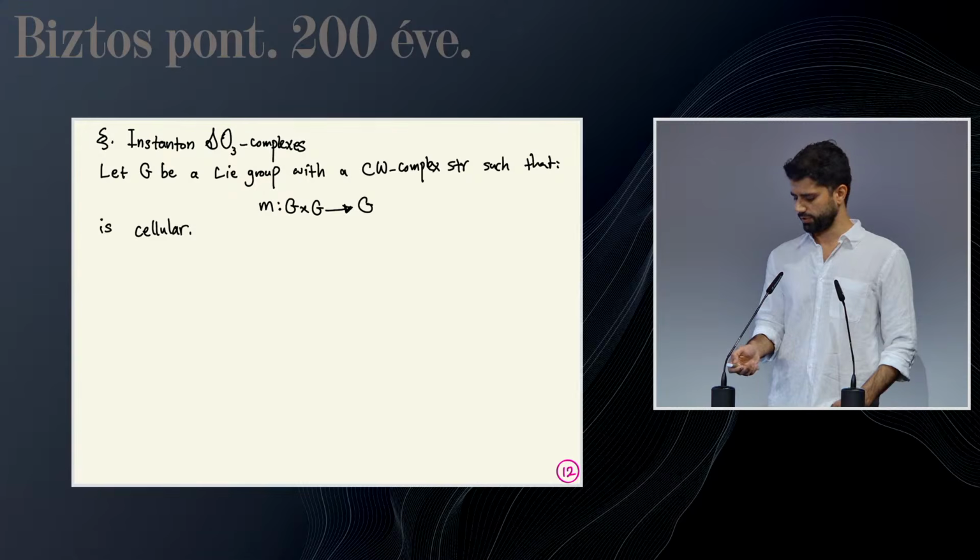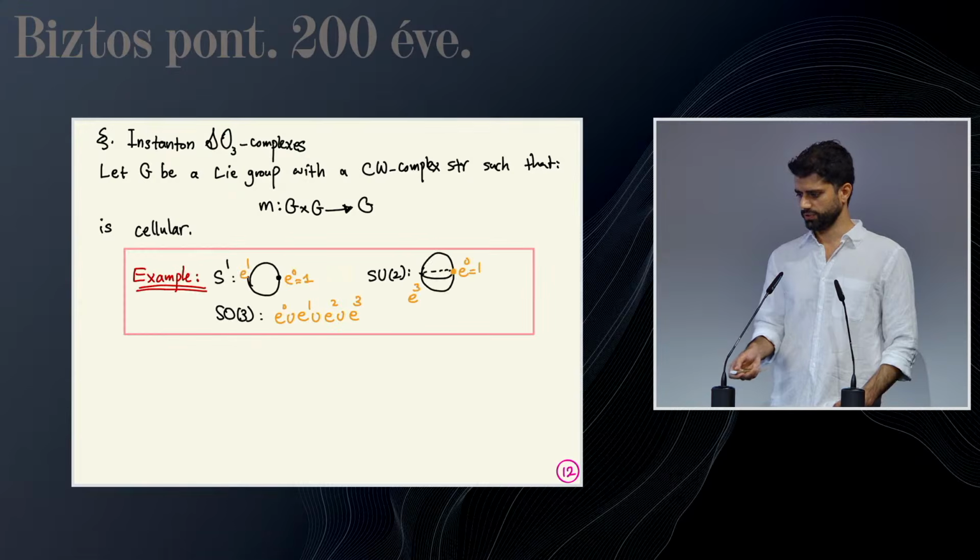So let's say that you have a Lie group G. And I'm going to assume that this Lie group G has a CW complex structure, and the multiplication map is cellular with respect to the induced cellular structure on the product and the fixed cellular structure on G. So for instance, these are some examples. On S1, you can get such a CW complex structure where the identity is the 0 cell and everything else is the 1 cell. For SU2, the identity is the 0 cell and everything else is a 3 cell.